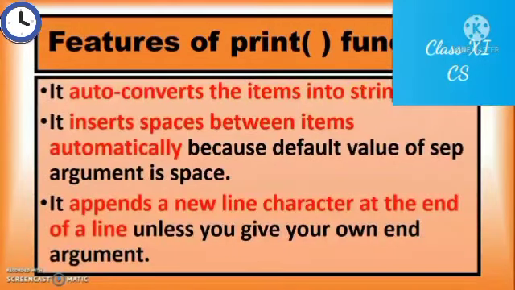So these are the features of print function. It auto converts the items into string. It inserts space between items automatically because the default value of sep argument is space. It appends a new line character at the end of a line unless you give your own end argument. So by default the end argument is new line. By default the sep argument is space, blank space. These are the things about print function. Print function auto converts the items into string. That's the main thing about print function.